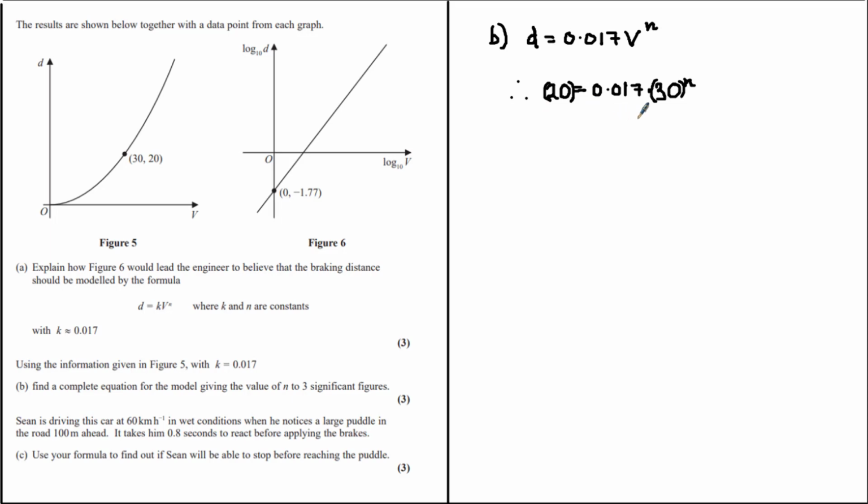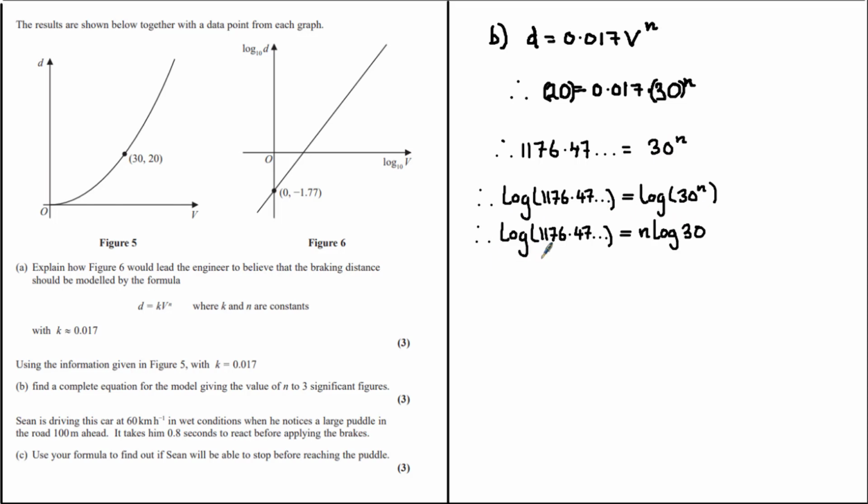Dividing both sides by 0.017, we get that 1176.47 and so on is equal to 30 raised to the power of n. In order to find n, we need to take the log of both sides, bring the power down. So taking the log of both sides, we get that log of 1176.47 and so on is equal to n log 30, and we've used the power law to bring the n down there. And therefore n is equal to the log of 1176.47 and so on divided by the log of 30.